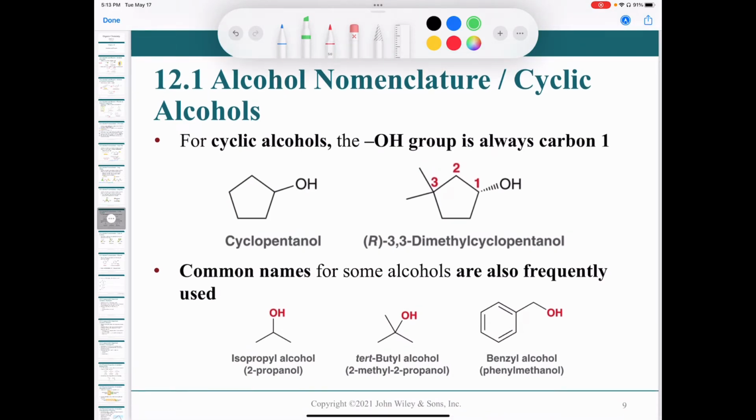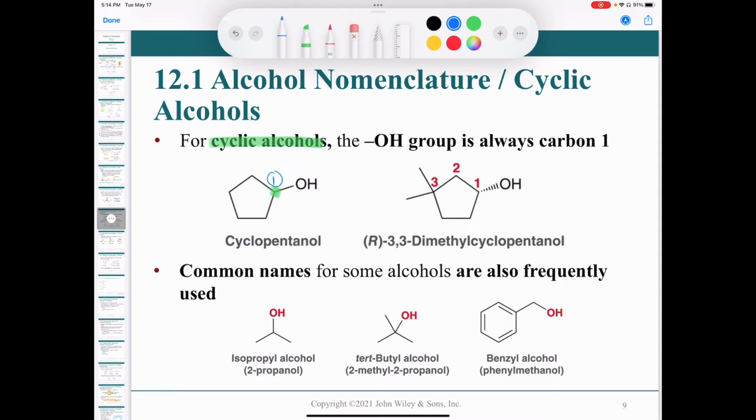If you study enough organic chemistry, you're bound to encounter cyclic alcohols. And if you're wondering about a cyclic alcohol, which carbon do I start numbering on? Well, whichever carbon possesses the hydroxyl group, that's always going to be carbon number 1. So this will always be carbon number 1. And then you're going to number the ring going clockwise or counterclockwise such that you give whichever substituents are on the ring the lowest possible numbers.